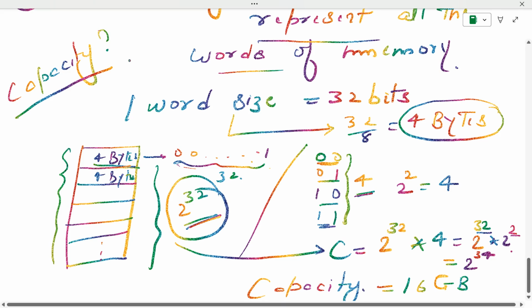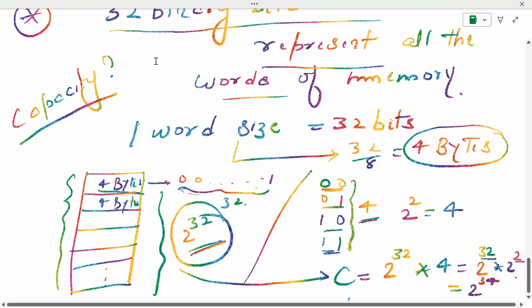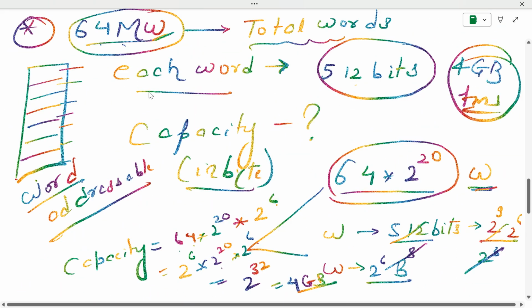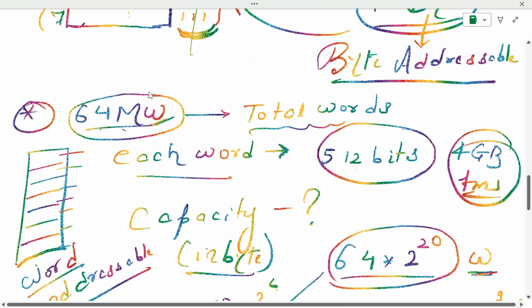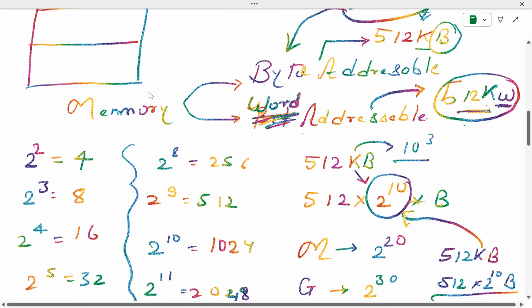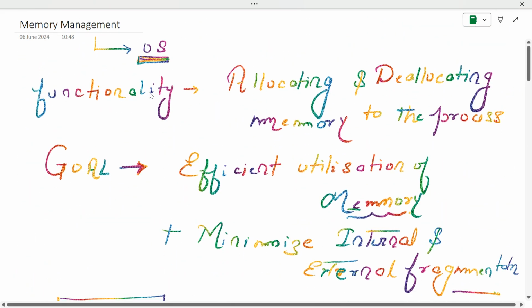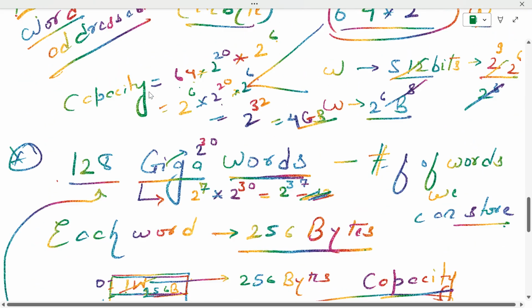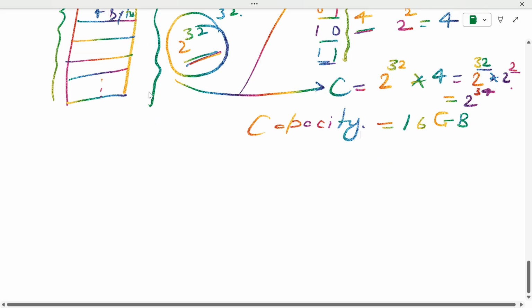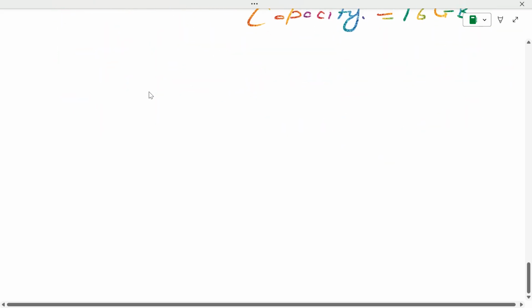Now, is that clear? From these three questions, I suppose that whatever the question is in terms of calculating the capacity of memory, you would be able to calculate the capacity of this memory. So this is all about how we are representing memory, how to calculate the capacity, and what the two addressing forms are in which we address memory.